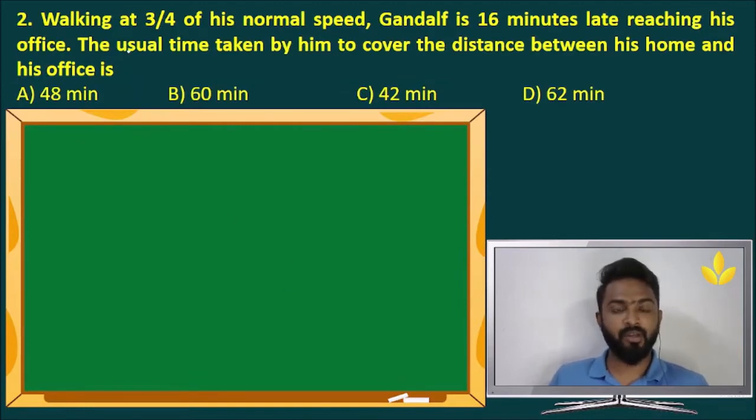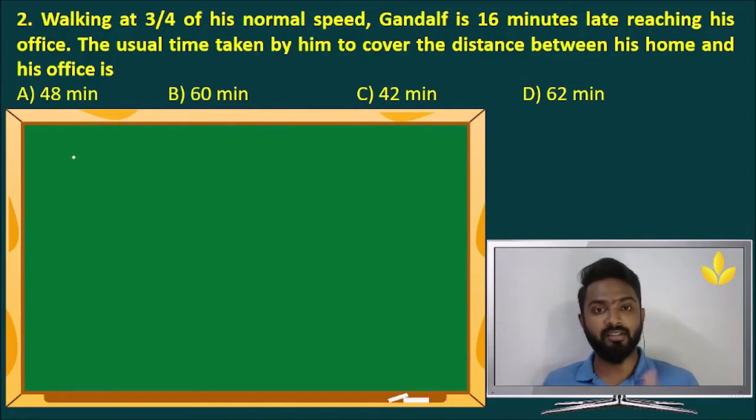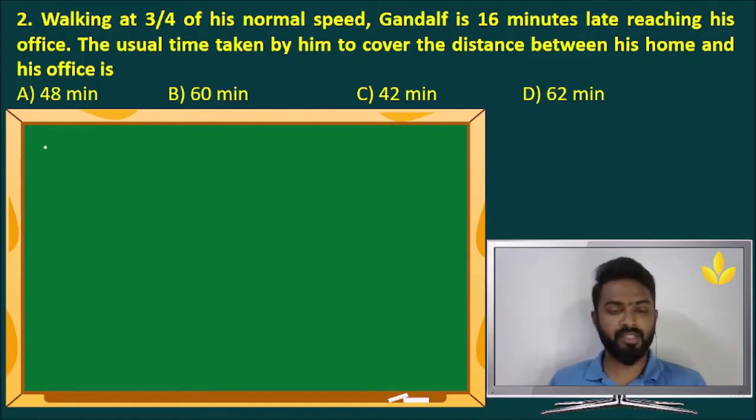Question number 2. Walking at 3/4 of his normal speed, Gandalf is 16 minutes late reaching his office. The usual time taken by him to cover the distance between his home and his office is what? In such questions you have to ask yourself, what is the quantity that stays constant, which does not change? You have just three choices, either speed, time or distance. It's obviously the distance over here because it's home to office, office to home, that's all.